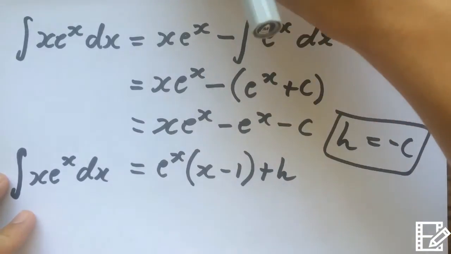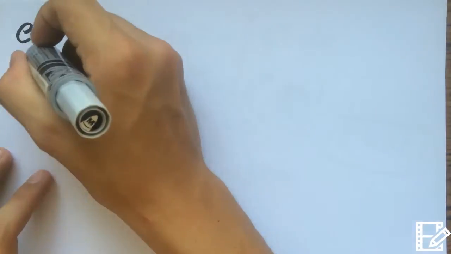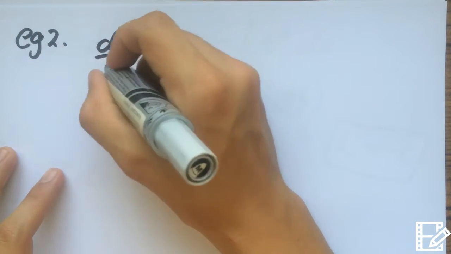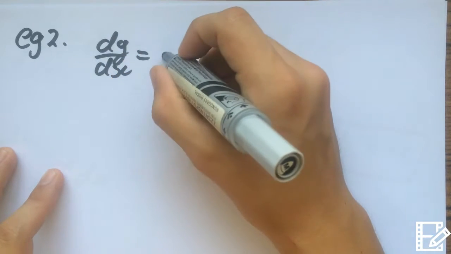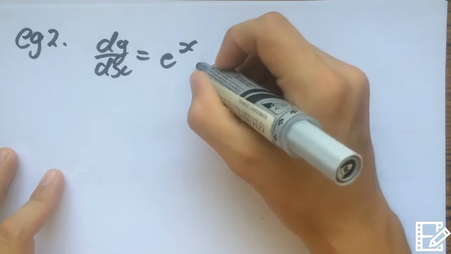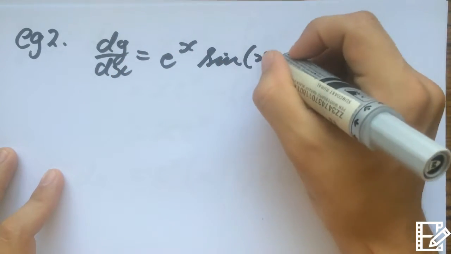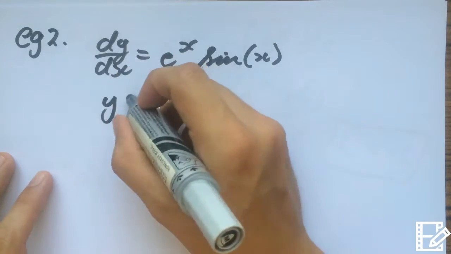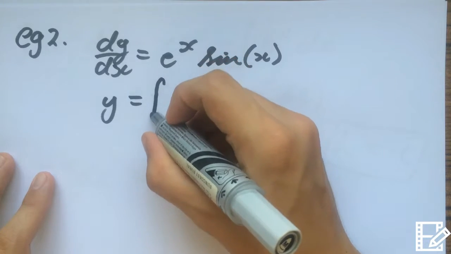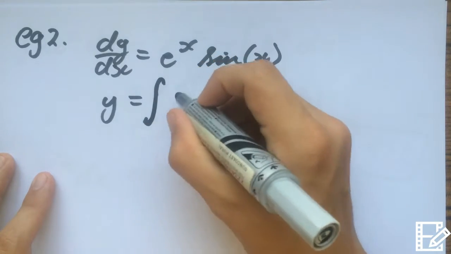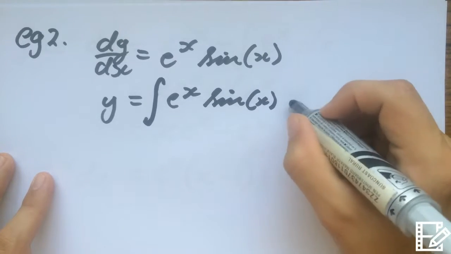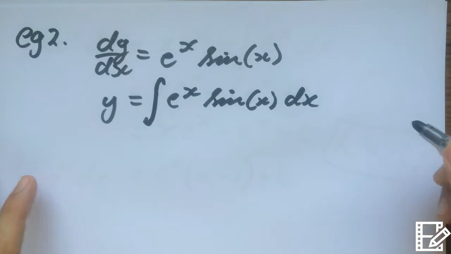Okay, so for our second example, here's where I'm going to use the technique. We have dy/dx equals e to the power of x sine x. When we find the integral of both sides, we get y equals the integral of e to the power of x sine x dx.